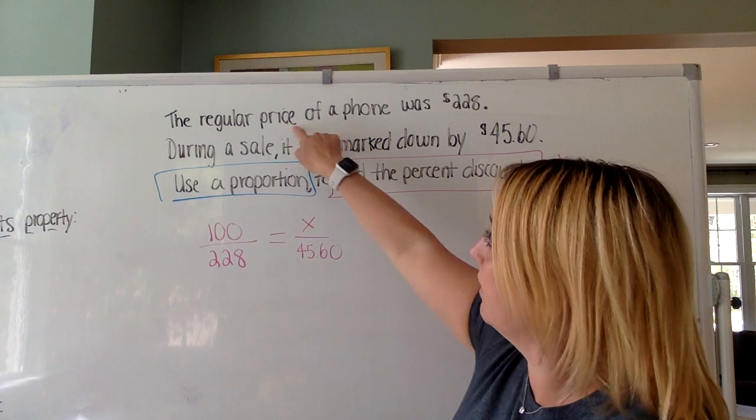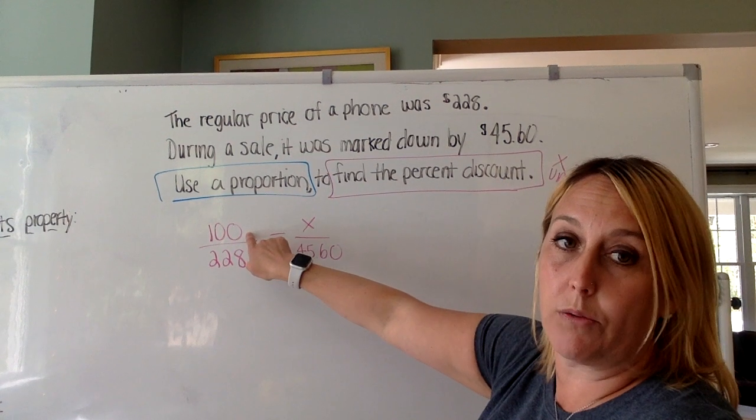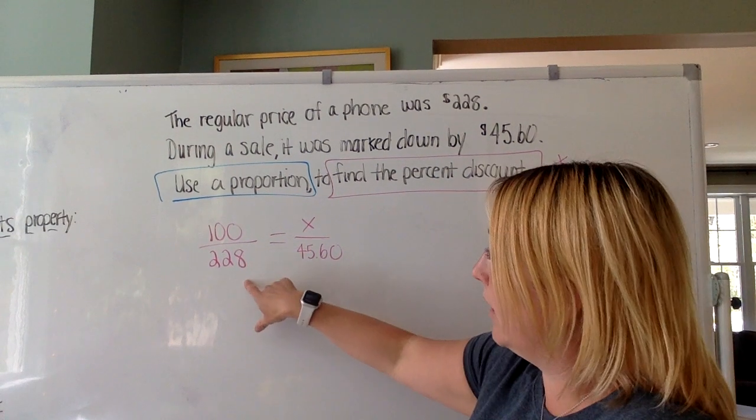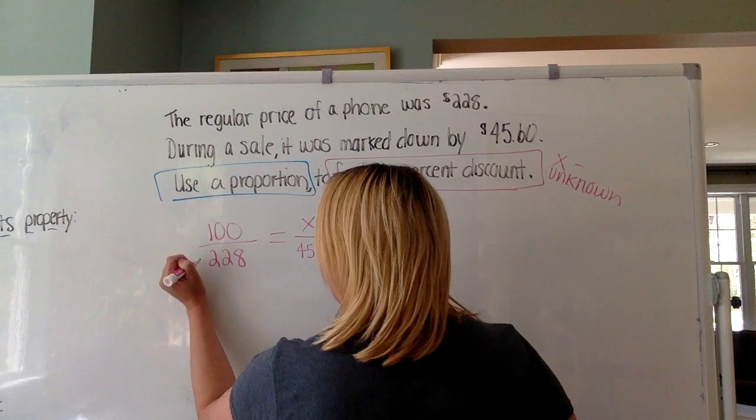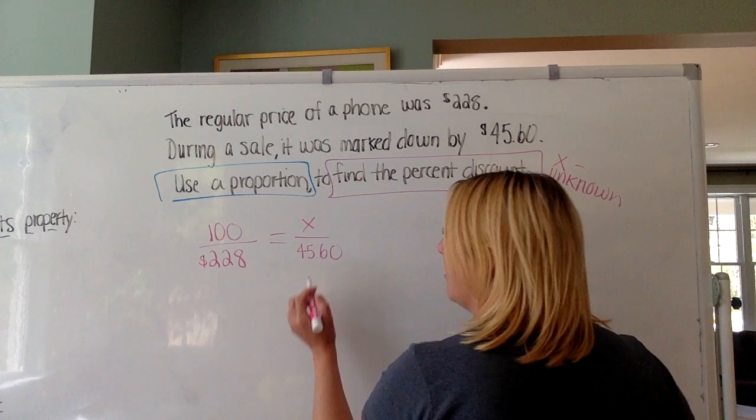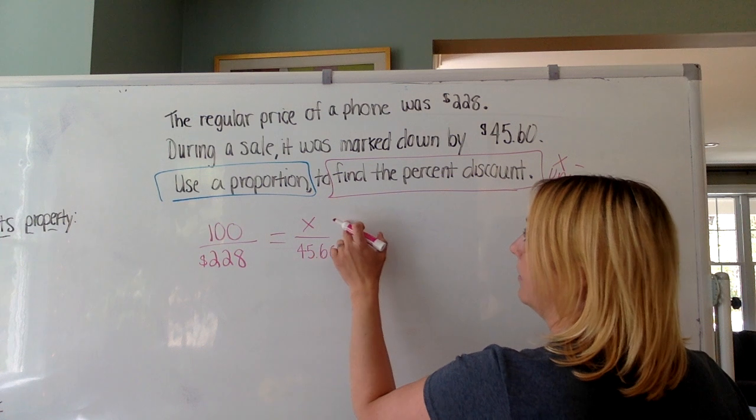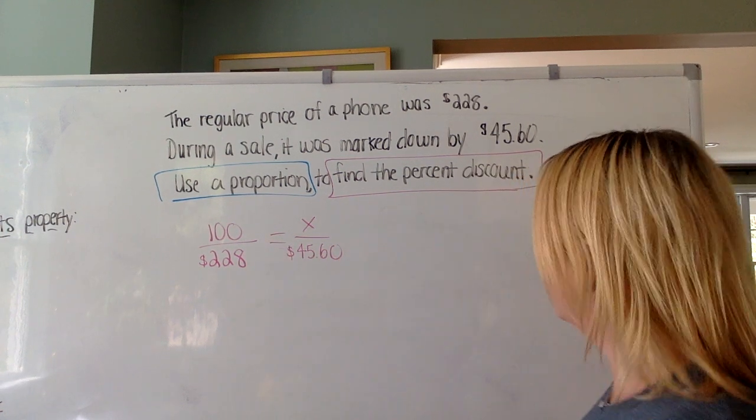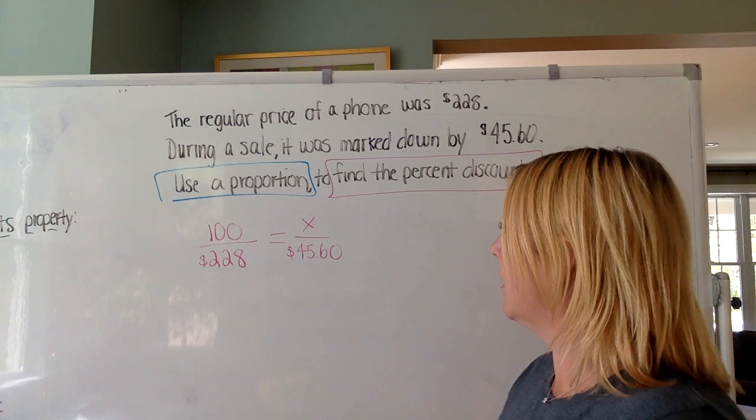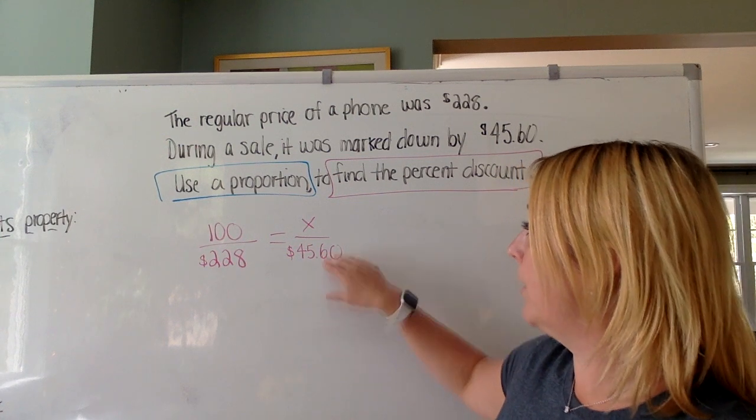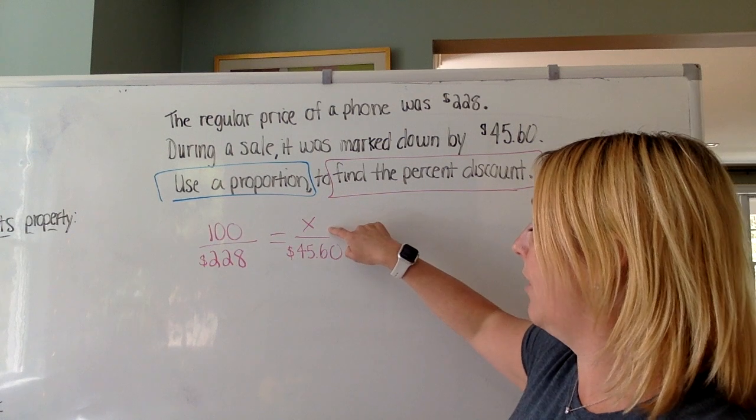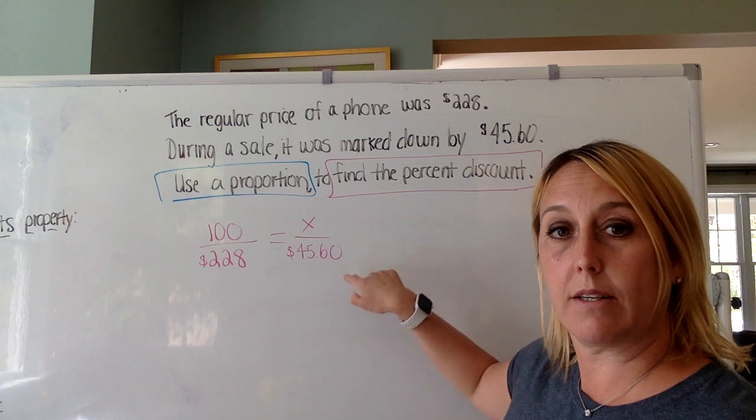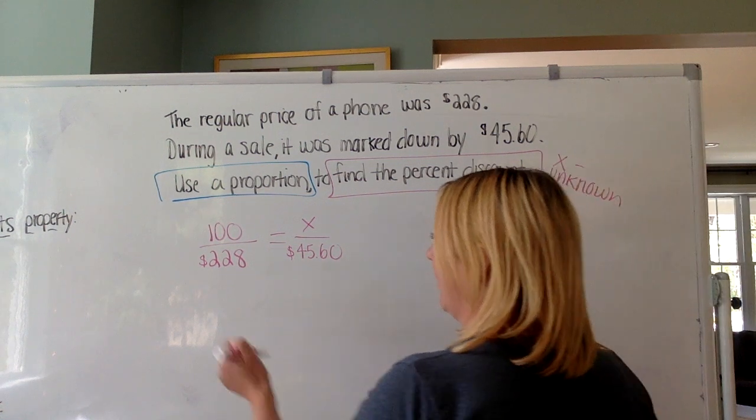Okay, so 100% reflects the price of $228, right? Because this was the regular price of a phone. So that's where I'm coming up with the 100 here. The full price of the phone is $228. So 100% reflects $228. We want to know what the discount is to show that it was marked down by $45.60. That doesn't mean that's the final price. This is just the percent discount, all right? So at 100%, it's $228. But at what percent discount is $45.60?